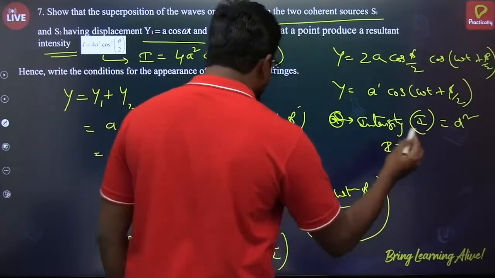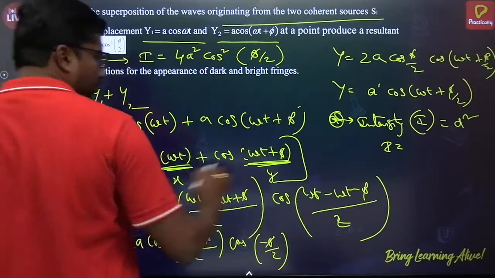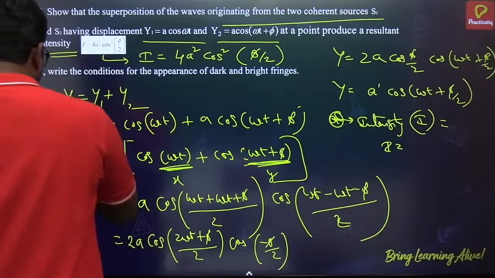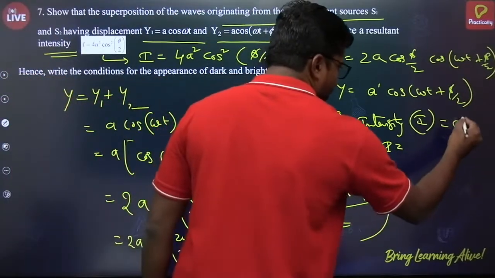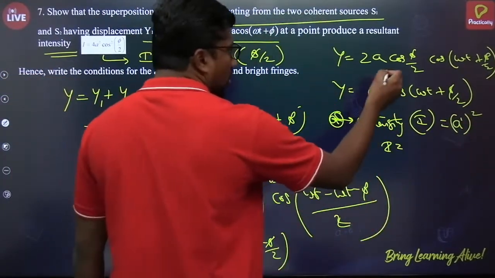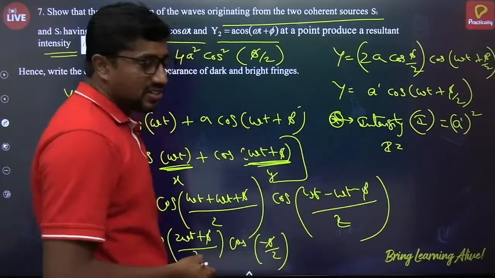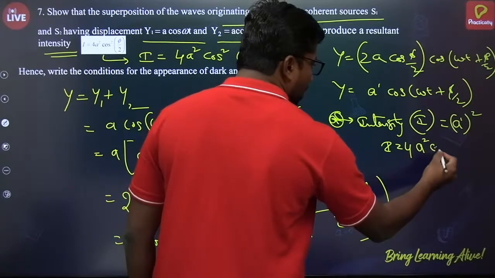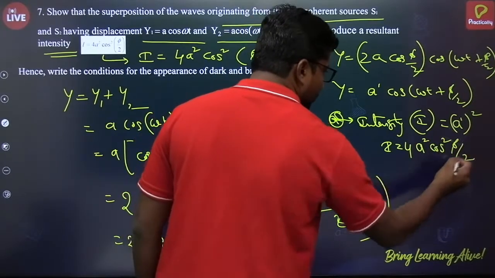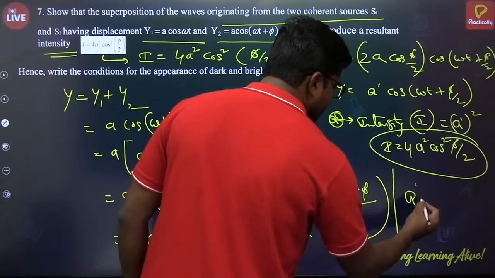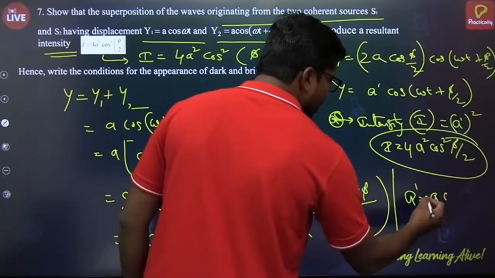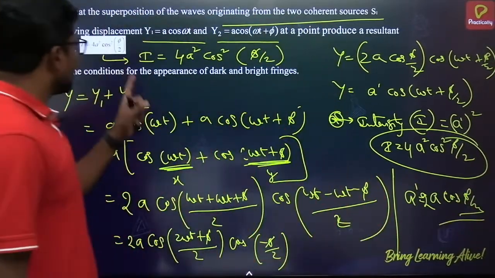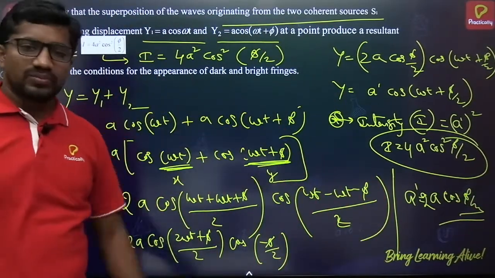So I is equal to a dash square. A dash is what? This whole term will become a dash. So a dash square means 4a square cos square phi by 2. That's all, whereas a dash is equal to 2a cos phi by 2. So I equals 4a square cos square phi by 2. This is how we have to obtain it.